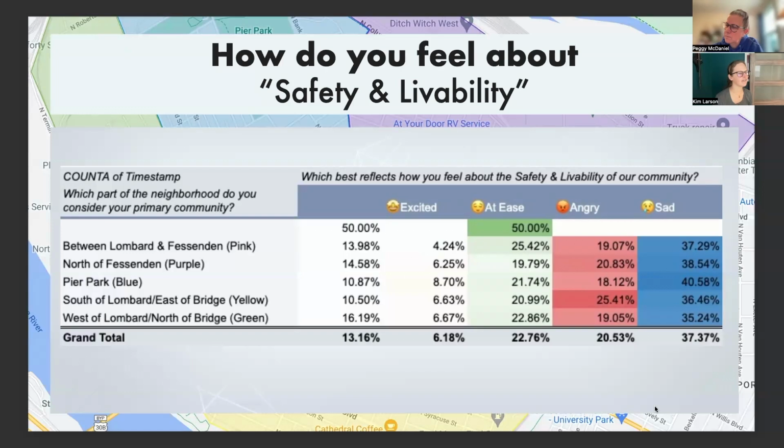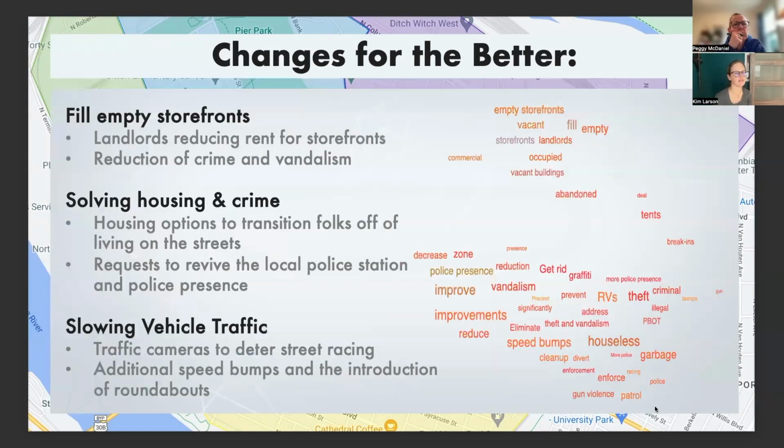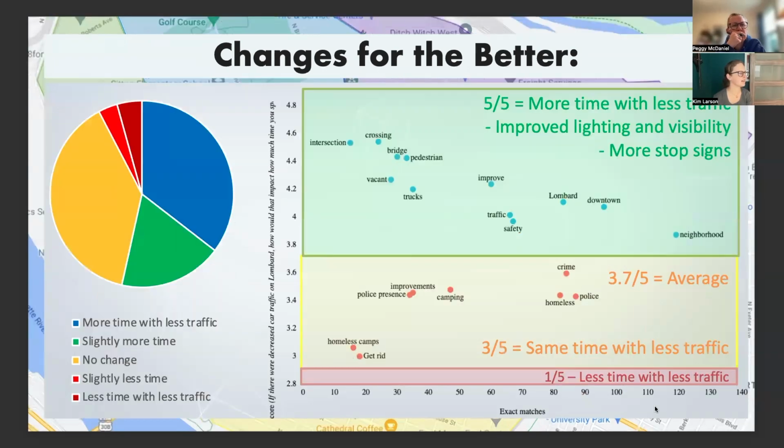We have these emotion questions. We fixed this in the park rows, so it's only positive, negative. It's not the four quadrants of feelings. But we evaluate different dimensions like safety, livability, walkability, public transit, schools. How do we feel about these things? Changes for the better. I think this is pretty similar to the last one.